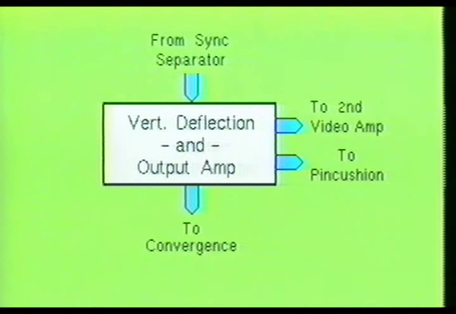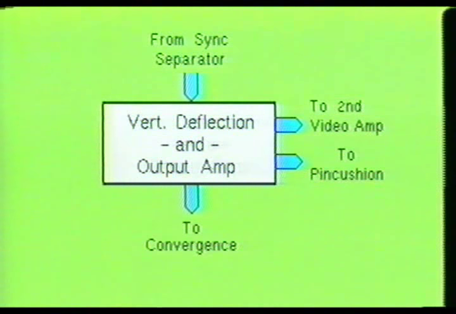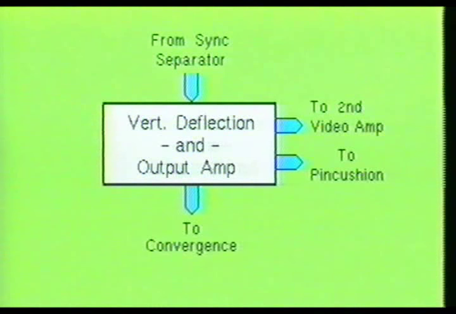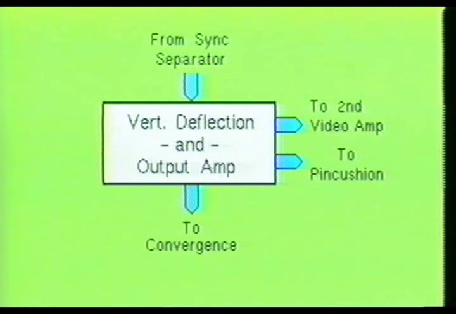Here you see the vertical deflection and output amplifier stage. This stage performs 2 primary functions. First, it generates a sawtooth waveform and provides sufficient power to drive the vertical deflection yoke. Second, it provides retrace blanking pulses, timing pulses for the convergence stage, and timing pulses for the pincushion stage.